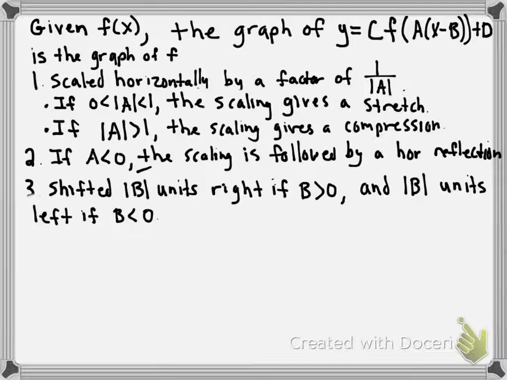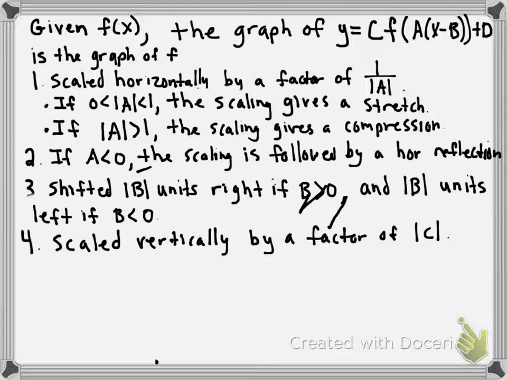Once the scaling factor a has been taken care of, the next step is to form the horizontal shift given by the value of b. You would then shift the graph absolute value of b units right if b is greater than 0, and absolute value of b units left if b is less than 0. Notice that these first 3 steps give you all of the horizontal transformations that are possible. And these are just the exact same 3 steps that we learned on Monday and Tuesday.